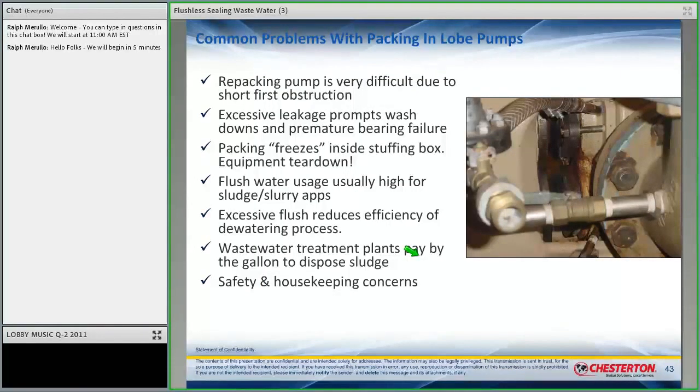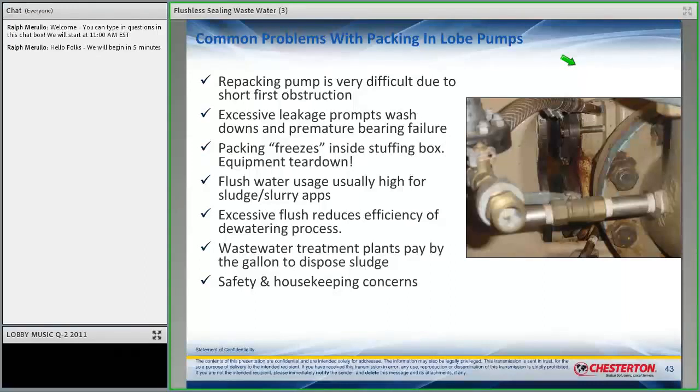So these were actually some of the problems that the customer listed for us, which was kind of interesting. They had leakage and premature bearing failure when they washed down these pumps. Packing freezes inside the box. Flush water is very high. So what happens is when it starts out, your flush usage is relatively low, but as the packing wears the sleeve, that intimate contact between the sleeve and the shaft opens up, and then they start using a lot of water, and it gets expensive.